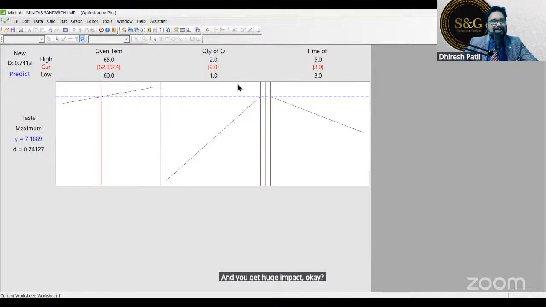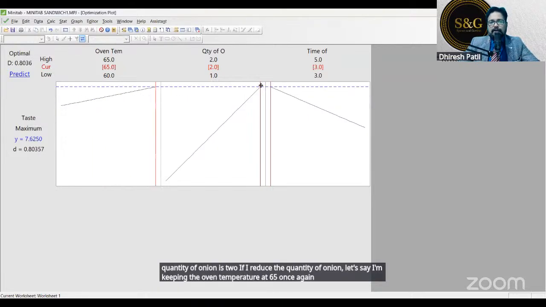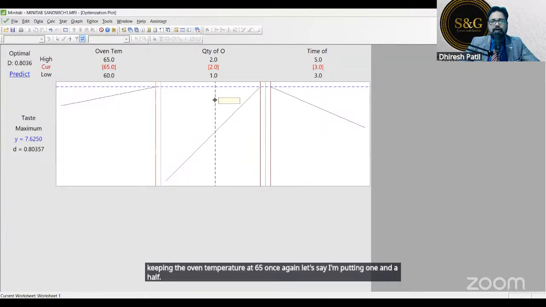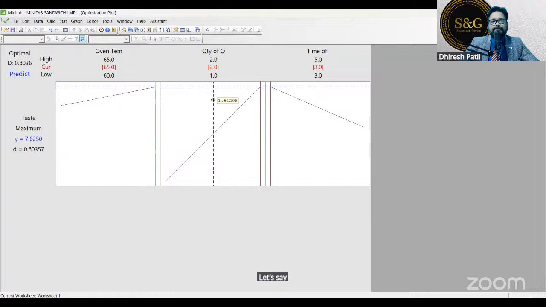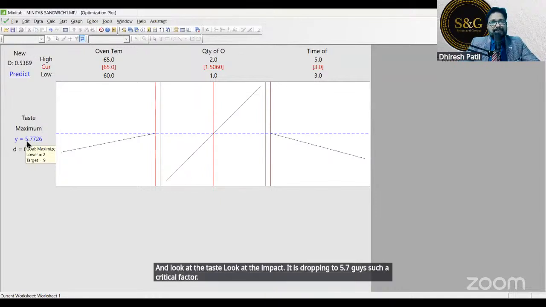Now let's come to quantity of onion. Quantity of onion is 2. I'm keeping the oven temperature at 65 once again. If I reduce the quantity of onion from 2 to, let's say, 1.5, very close to 1.5, and look at the taste, look at the impact. It is dropping to 5.7, guys. Such a critical factor.